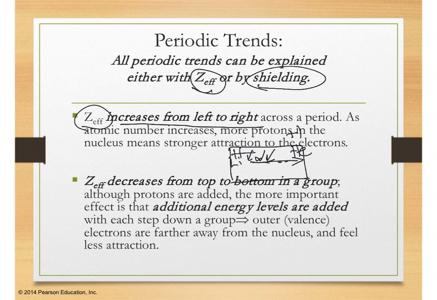So the electrons in the outer shell are feeling a stronger and stronger pull to the nucleus. So effective nuclear charge increases going from left to right.